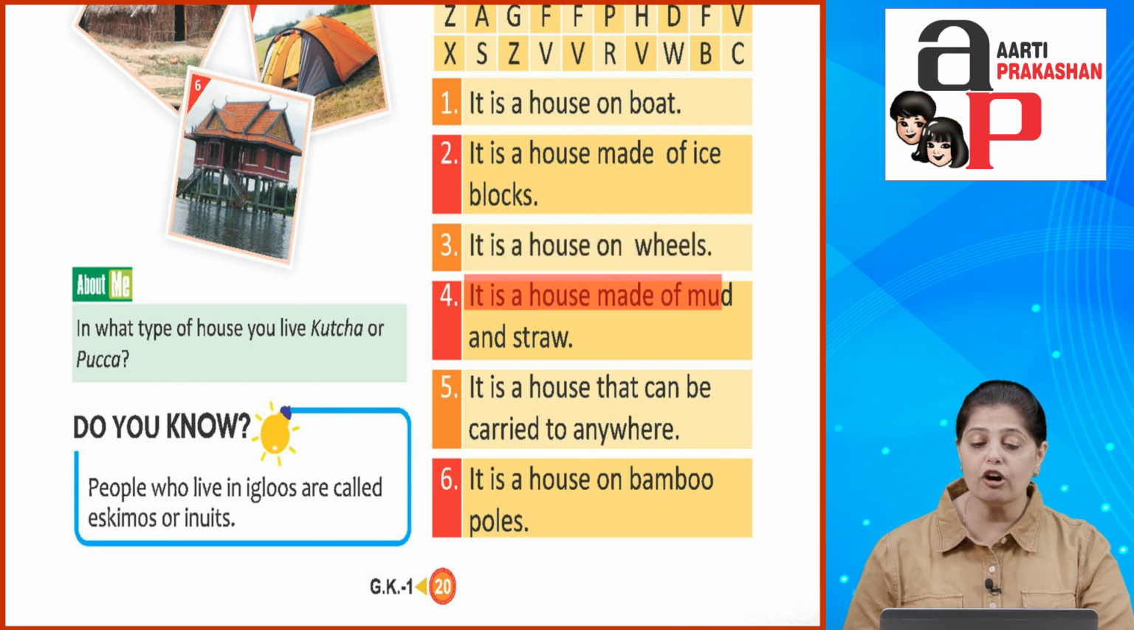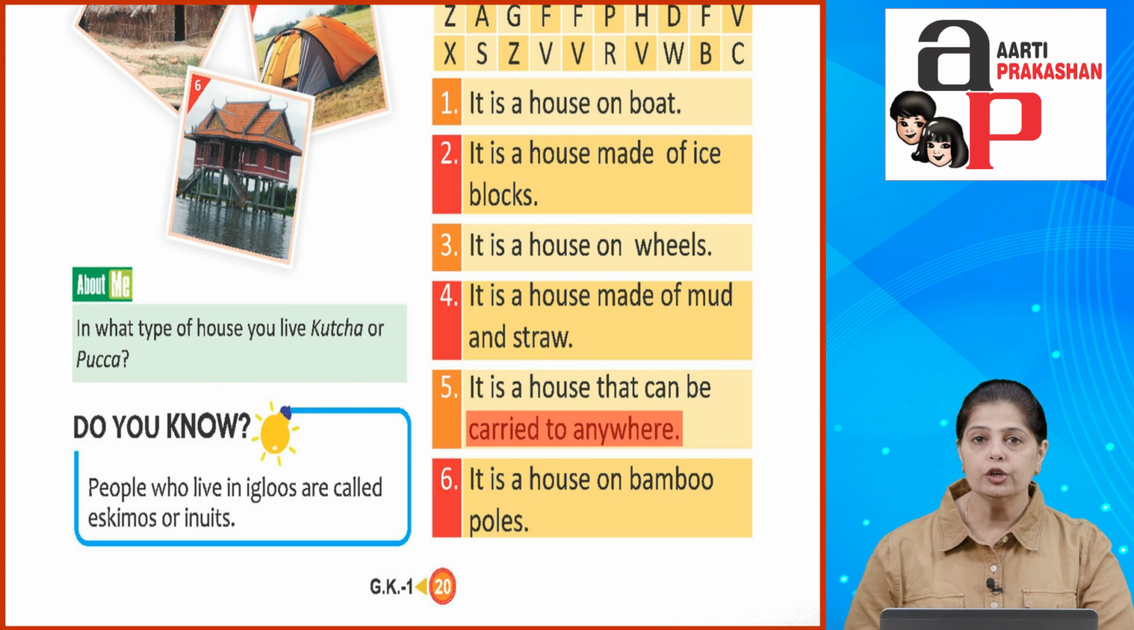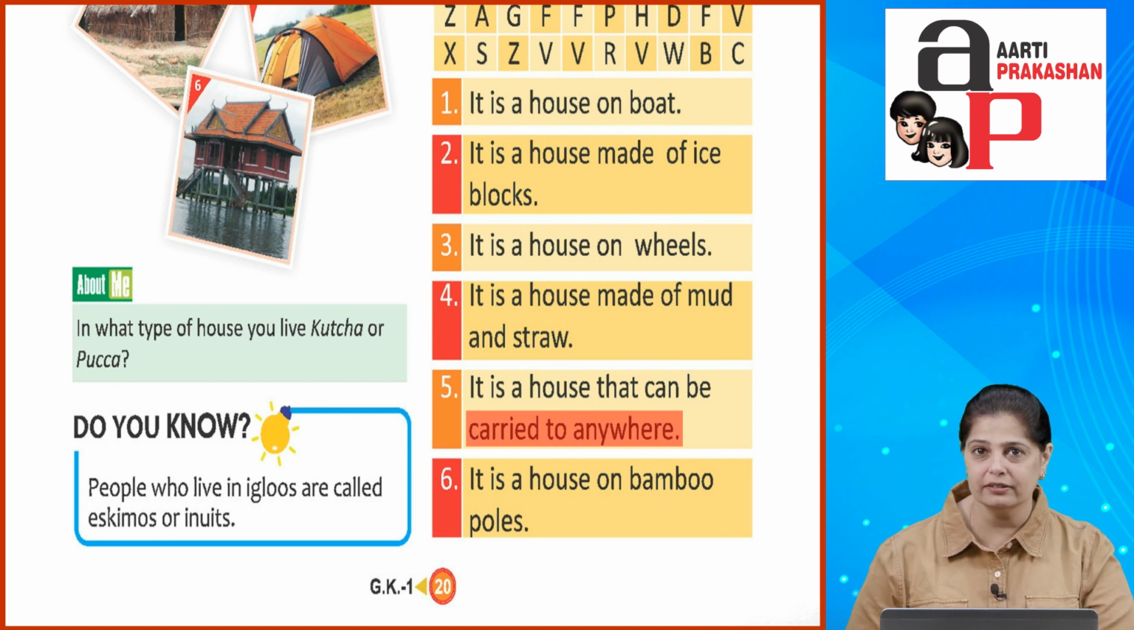It is a house made of mud and straw. It is called a hut. Next, it is a house that can be carried anywhere. You just have to fold it, open it and place it. What is it? It's a tent. When you go camping, you take your tent along with you and stay in the tent for the night, and then you go ahead with your treks or your onward journeys.